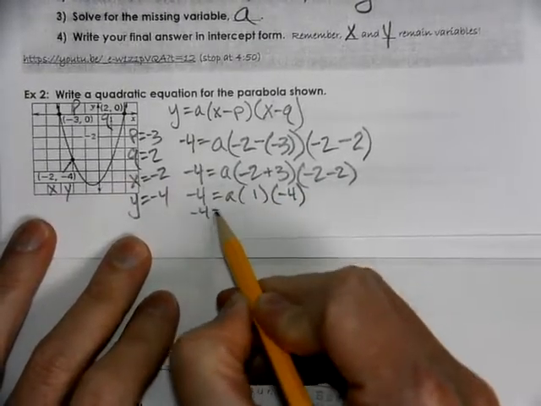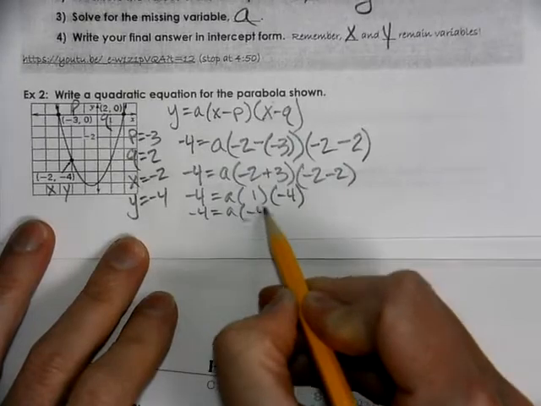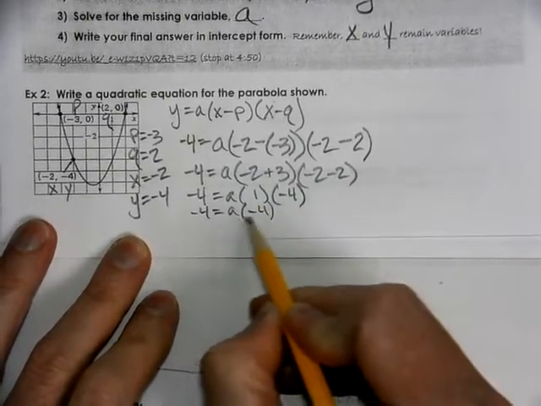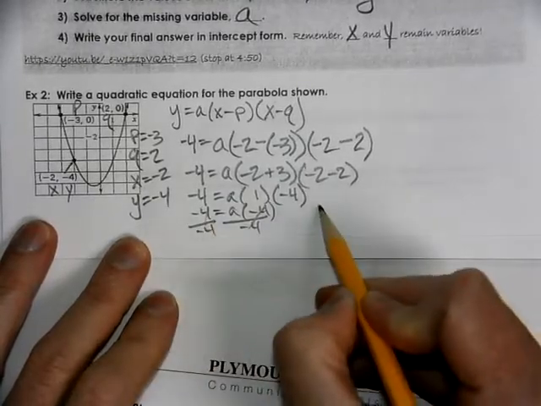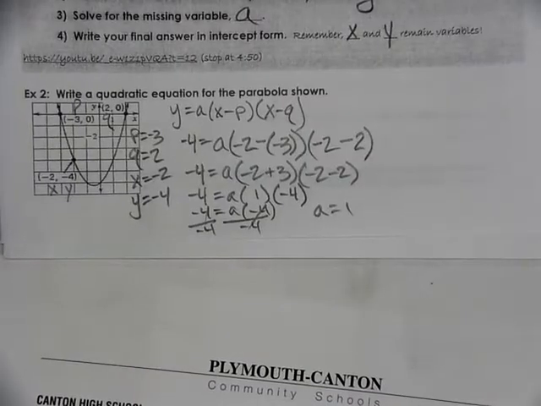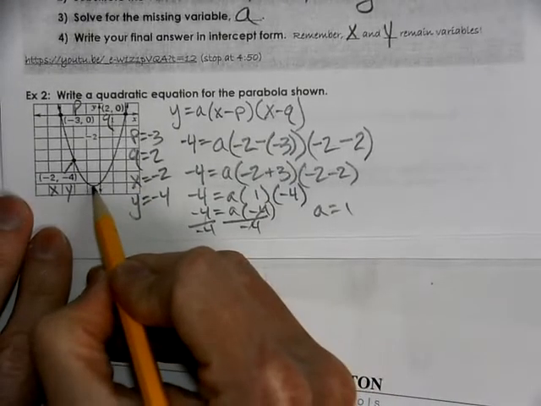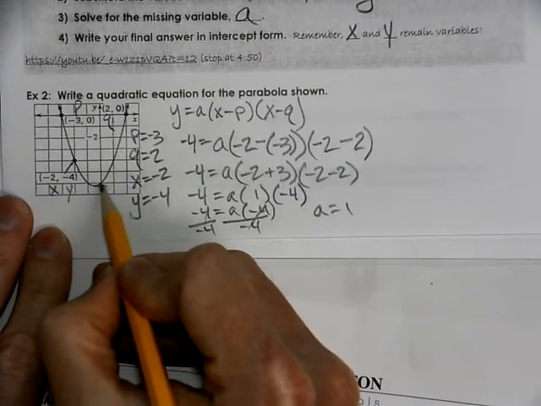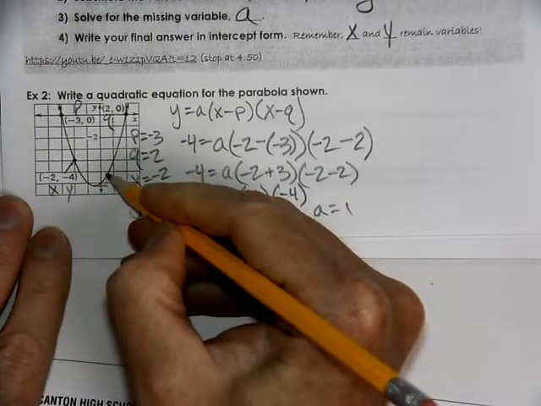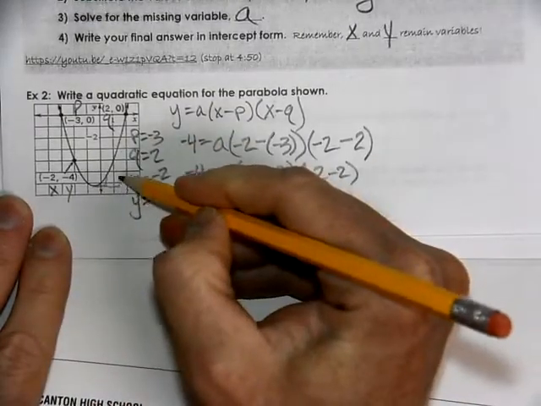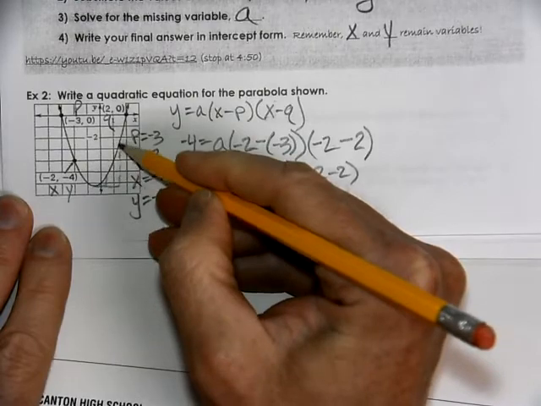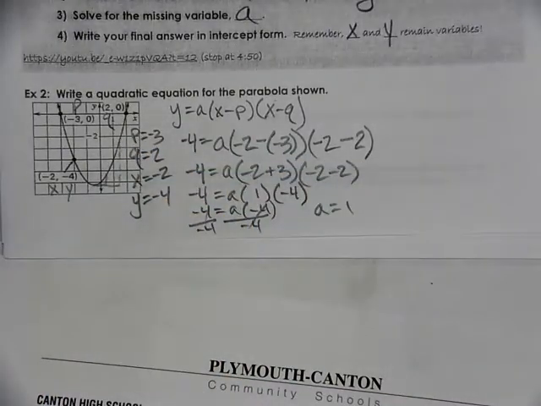So when we multiply -4 times 1, of course, we get -4. So A is 1. And when we look at our graph, we can start to believe that we come over 1, and it looks like we go up 1. We come over 2, and it looks like we come up 1, 2, 3, 4. So that seems reasonable.